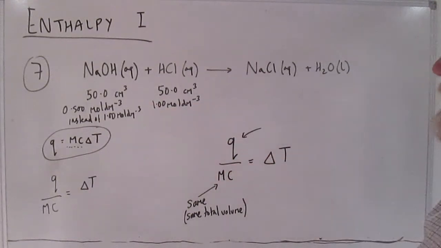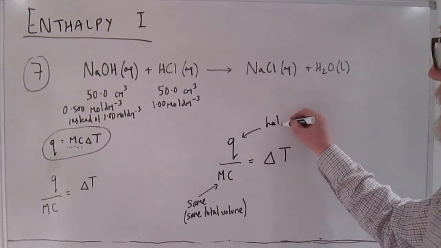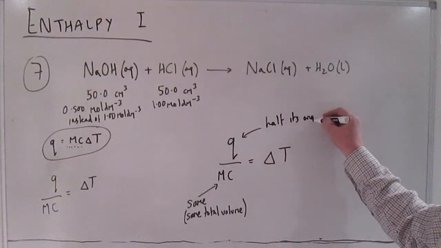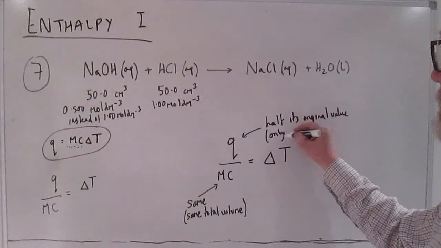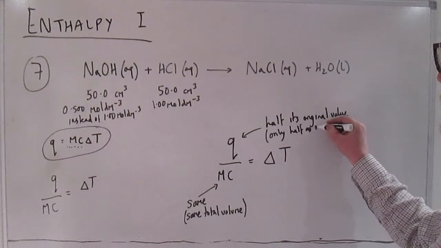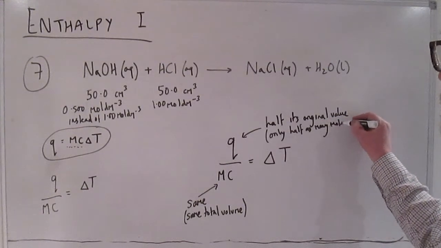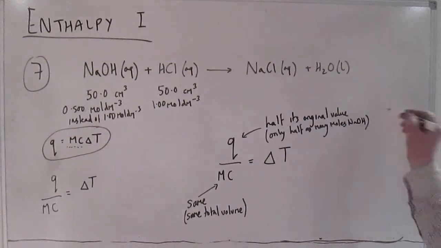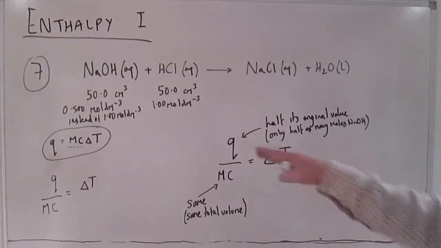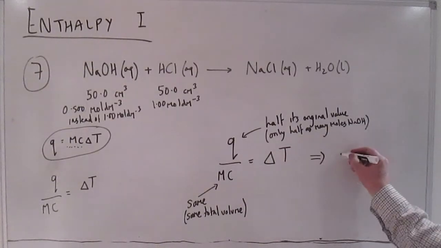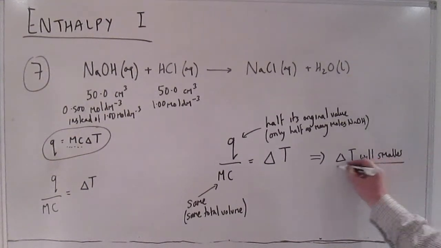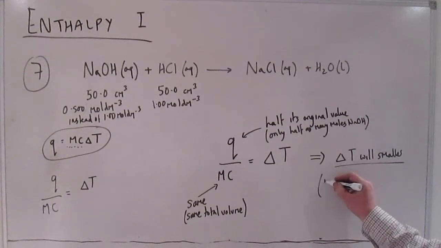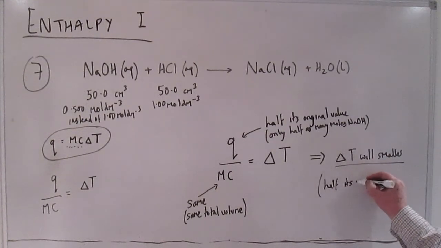So basically Q is going to be half its original value, because only half as many moles of sodium hydroxide are reacting. So putting those two things together, the top line is halved, the bottom line stays the same, so the answer is halved. So that means delta T will be smaller, and more specifically we can say we predict it will be half its original value.